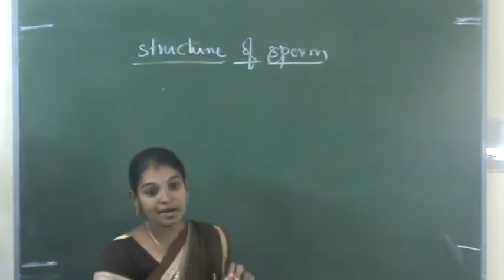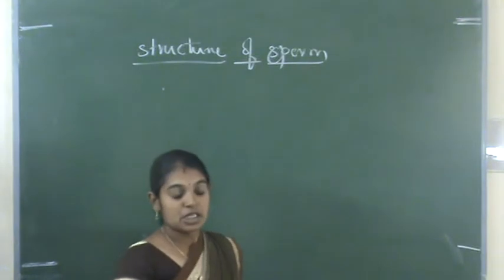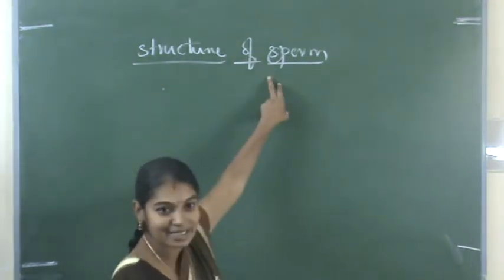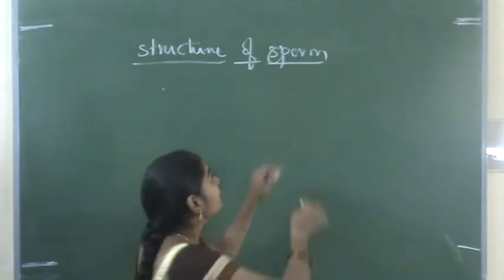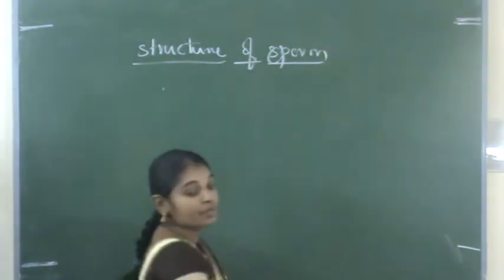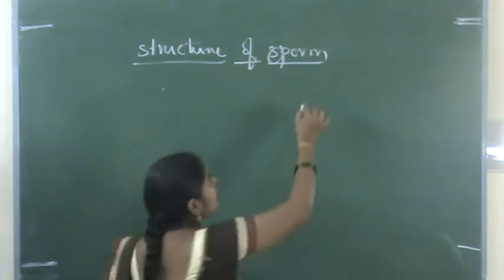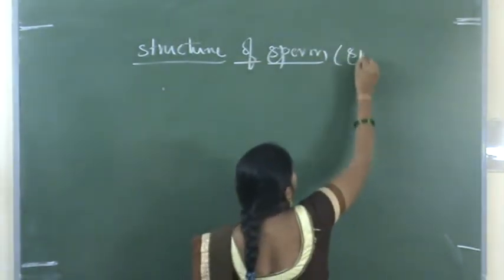As a result of spermiogenesis, due to some changes in the structures of the cells, finally the haploid sperm is formed, which is also known as spermatozoon.